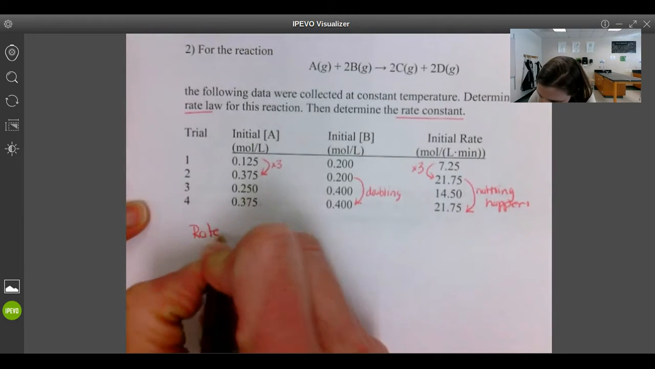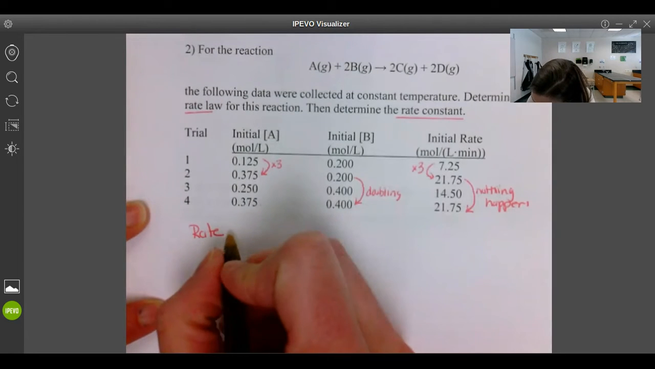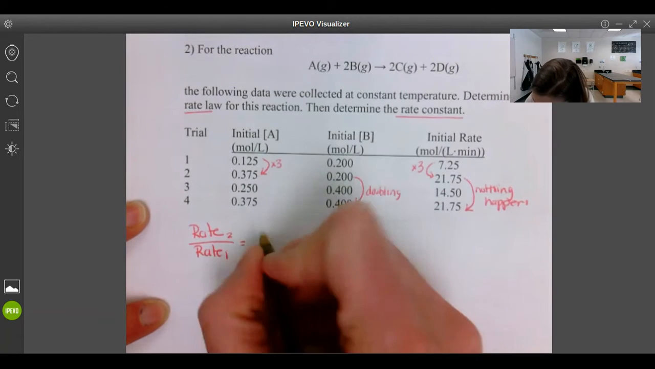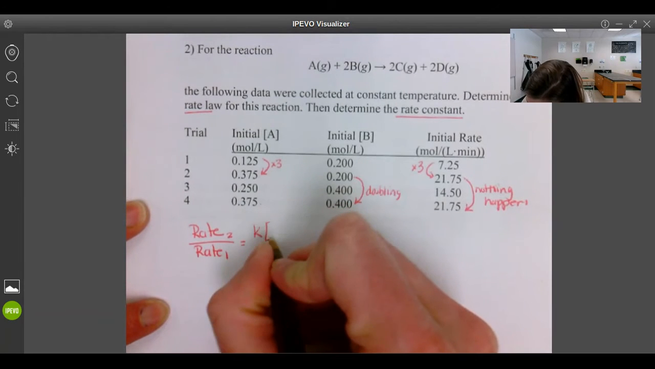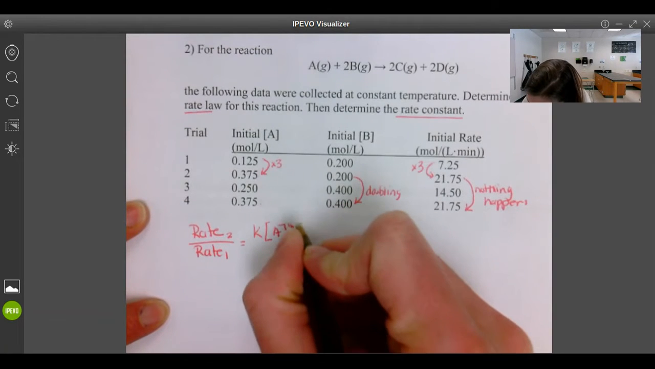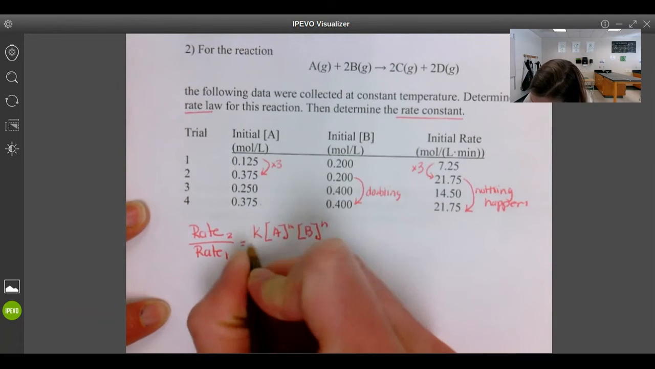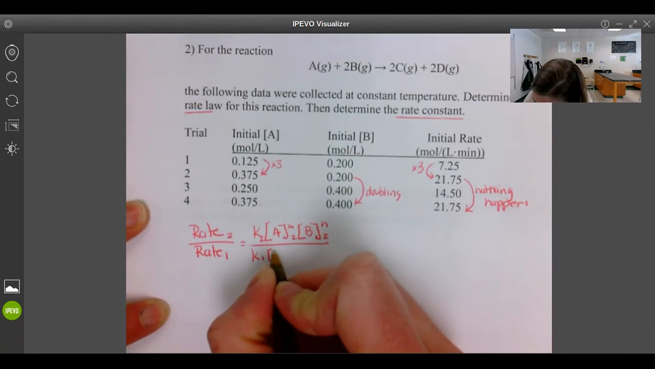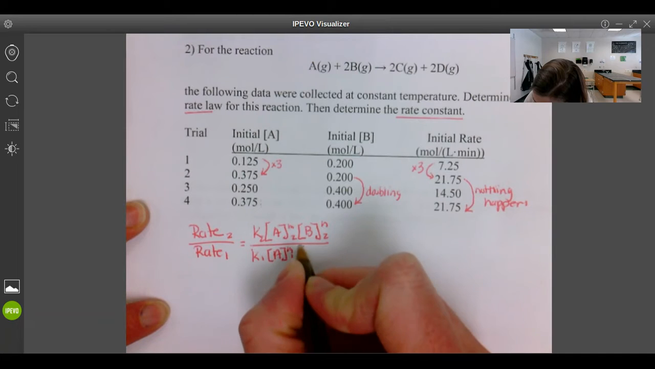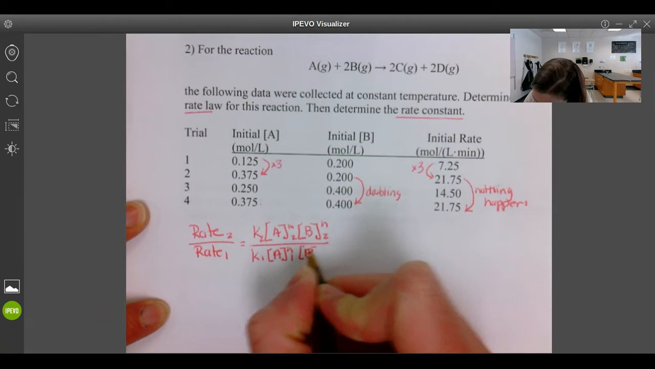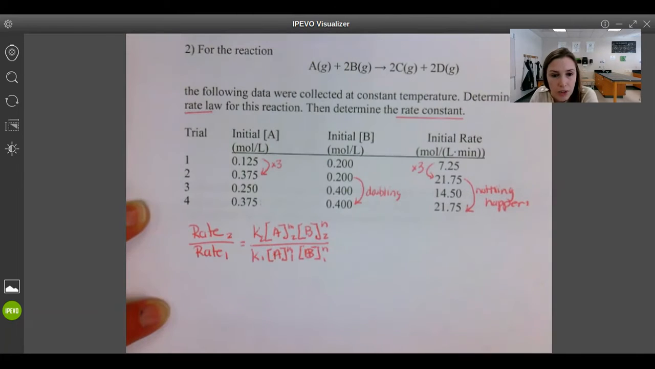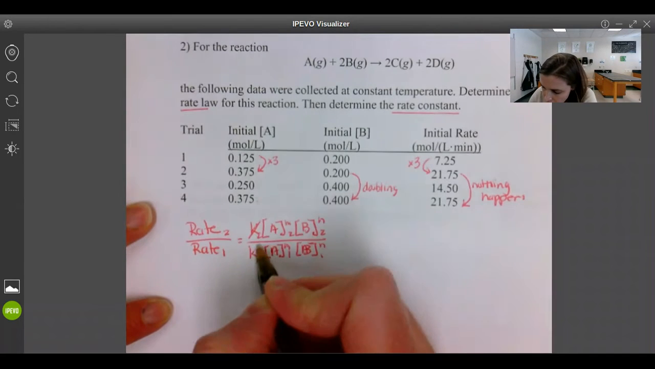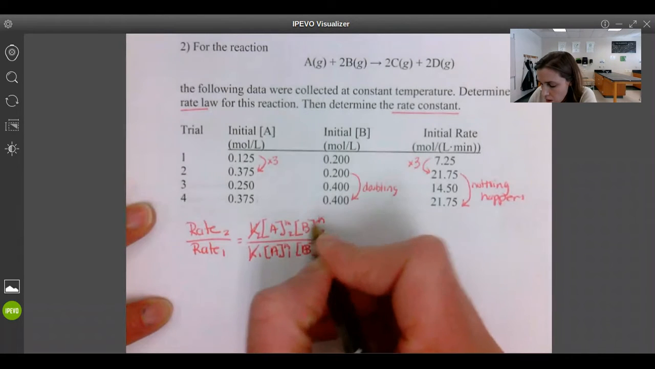So say, I'll show you one example of this. I would have my rate of 2 over my rate of 1. And then remember, this would be K, and then you have A to M, B to N, and this would be all for the second trial. And then this would be 1. And again, this would just be a way of verifying your data if you really weren't confident in your answer.